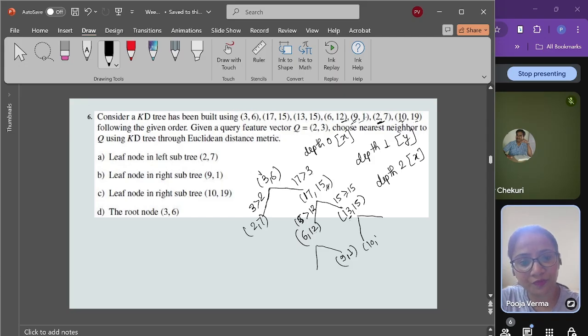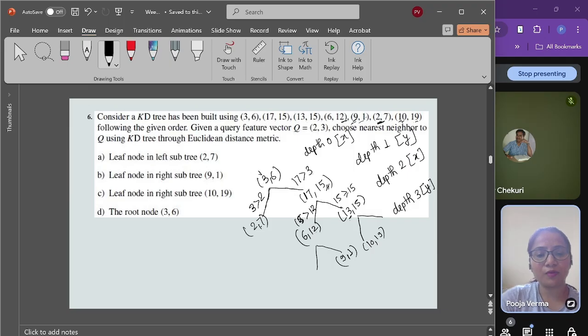Okay, so 10, 19. So we have made this binary search tree. So it is step 3. Here the split will be based on y, but no values are given. So this is the final binary search tree. Now they have asked: given the query feature vector q 2 3, choose the nearest neighbor to q using the kd tree. Using this kd tree or 2d tree, we need to choose the nearest neighbor.